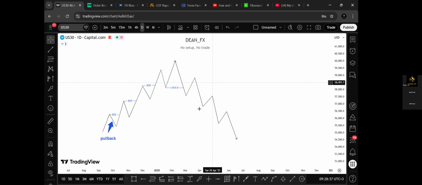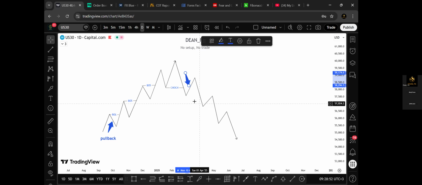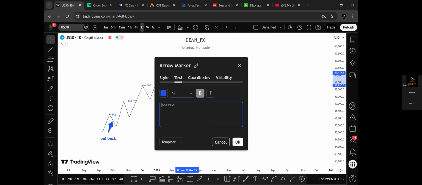So as I stated earlier, we'll be looking for sells after the pullback, around this zone, targeting the lower low. So here, let me just type this one. This is the pullback move.